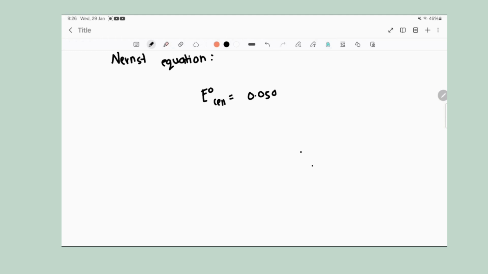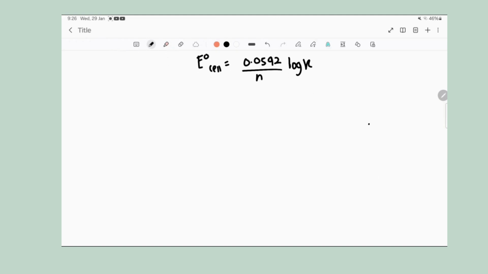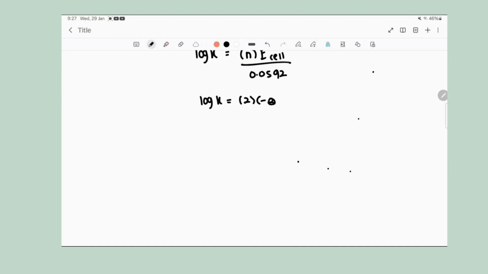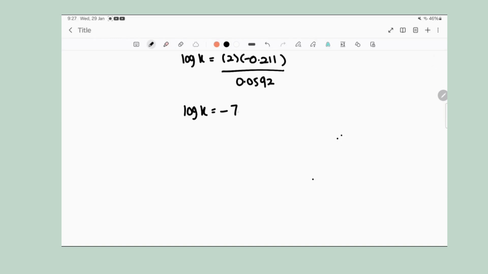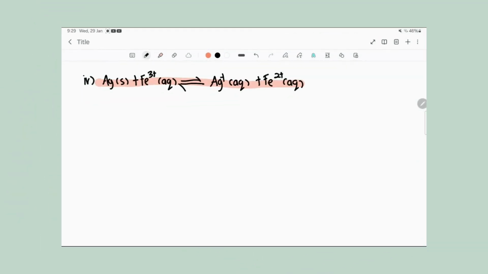And then we use the Nernst equation to calculate the equilibrium constant, which is E naught cell equals 0.0592 per n log K. And then we got K equals 7.14. Okay, lastly for question 4, which is Ag plus Fe3 plus produce Ag plus Fe2 plus.